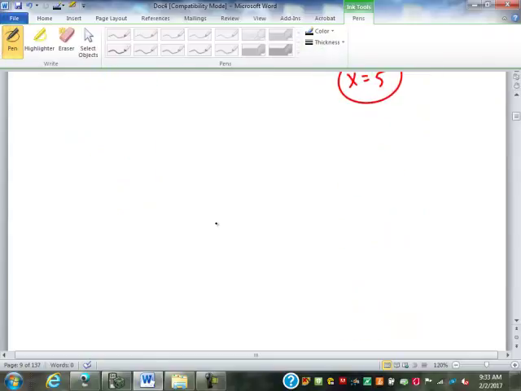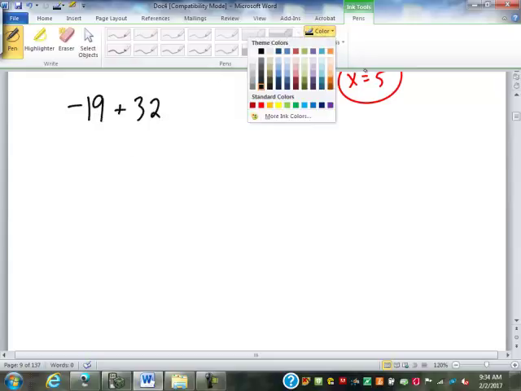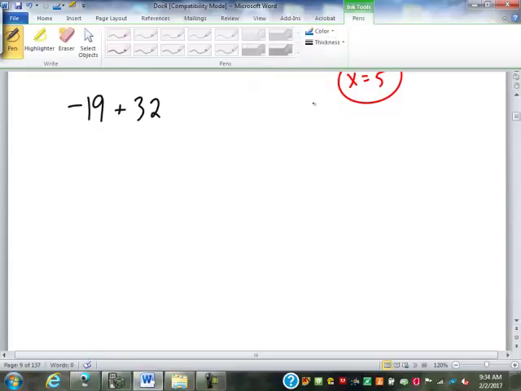So today I want to do a little bit of review of integers. Make sure you got those down. Then I want to use those in our algebraic numbers to see how that's going to work, how well you remember them. So, negative 19 plus 32. I'll give you a second to see what you come up with.